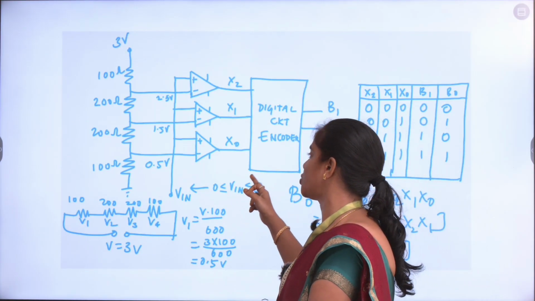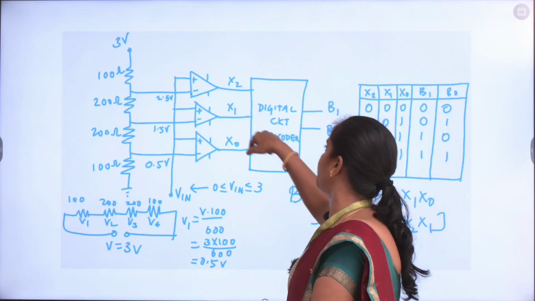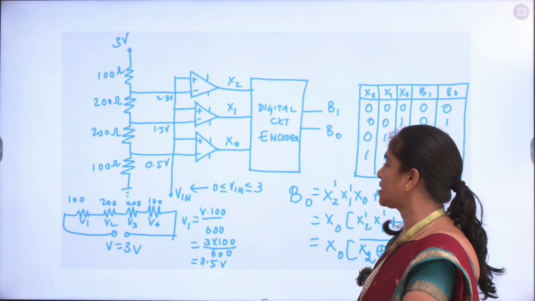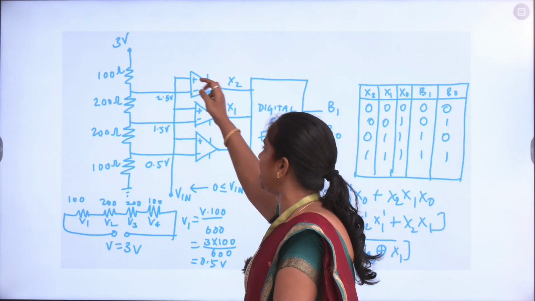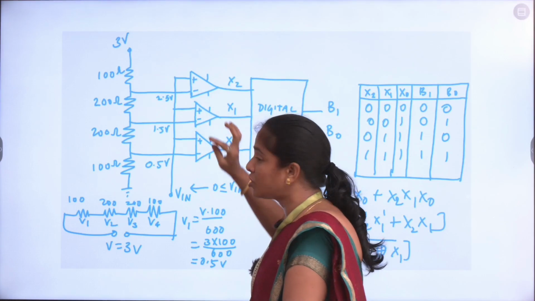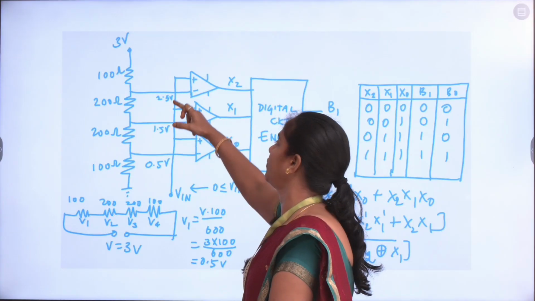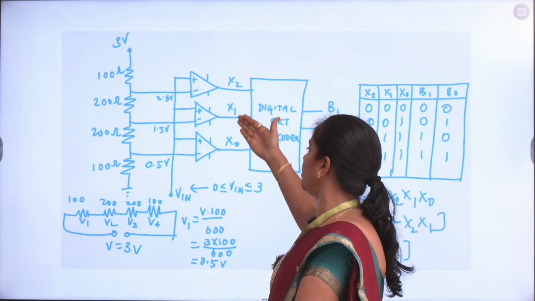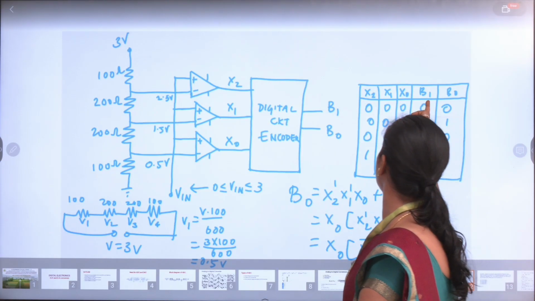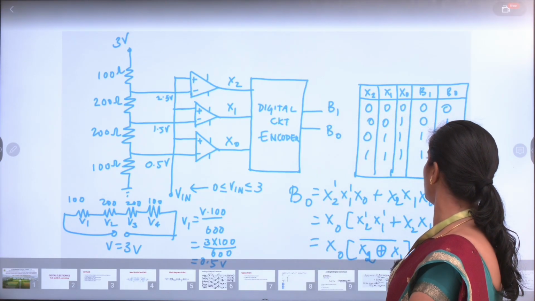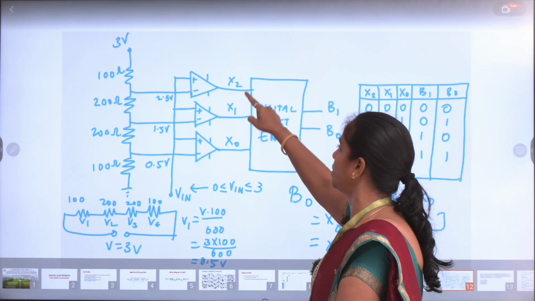And if the input voltage is 2 volts, then these two comparators are going to produce logic 1, whereas the first is going to produce logic 0. And the last case is when the input voltage is 3 volts. When the input voltage is 3 volts, definitely all 3 comparators have positive terminal voltage high compared to the negative terminal voltages of 0.5, 1.5 and 2.5, so that we are getting 1, 1, 1. And the output of B0 is going to be 0, 1, 0, 1. So the question is to determine the expression for B0 in terms of X0, X1 and X2.